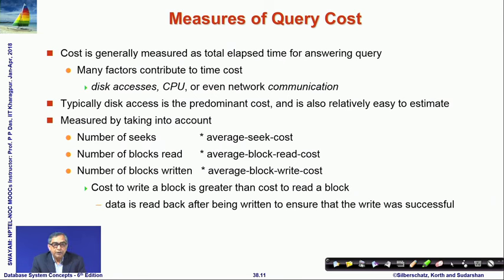This process is called the seek. So, we will need to estimate how many seek operations we need and multiply that by the average cost of seeking a block. Similarly, while reading, we need to estimate how many blocks to read and the average cost to read a block, the number of blocks to write, and the average cost to write a block. The cost to write a block is usually greater than the cost to read. Actually, often when we write some data, after writing we also read it back to make sure that the write was successful. So, these are the typical cost factors that will dominate.